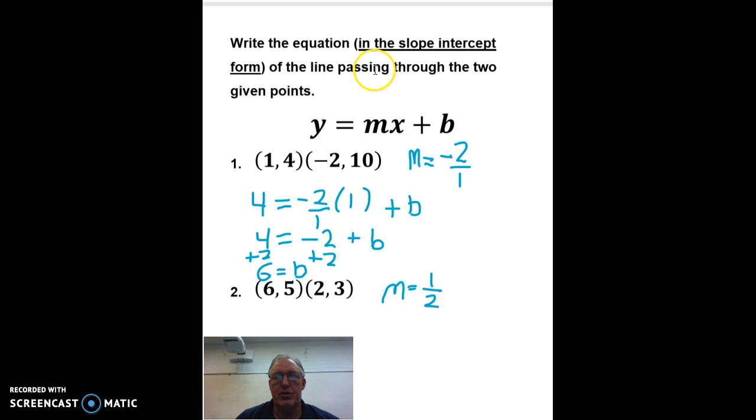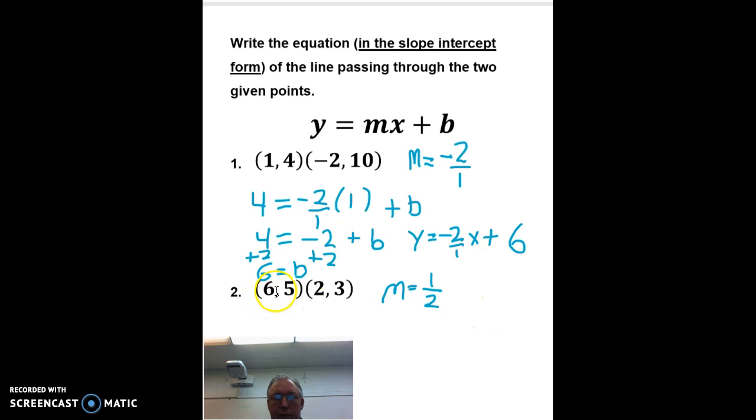So what is the slope-intercept form equation of the line passing through these 2 points? Our final equation is going to be what we found. Y equals our slope, -2/1 x plus, what did we say that b was? B is 6. So that's our final equation right here. Y equals -2, and you don't have to put over 1. You could just say y equals -2x plus 6.